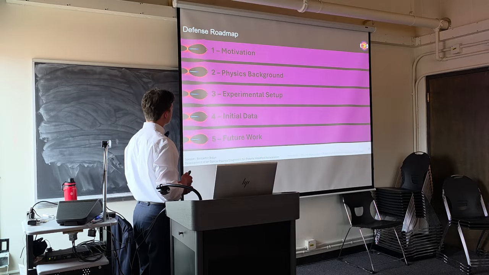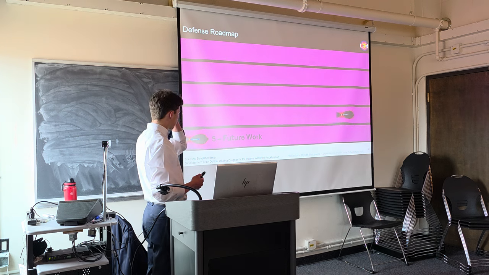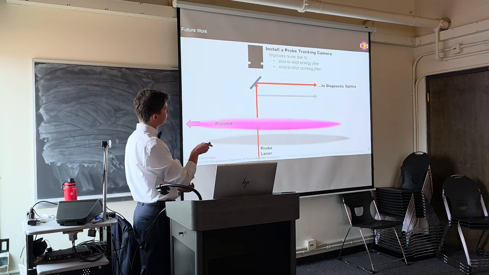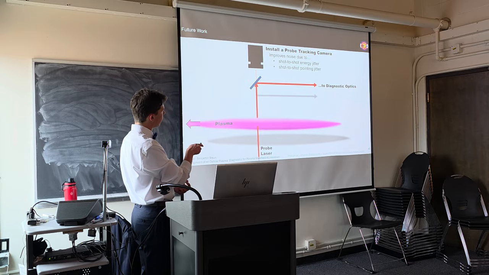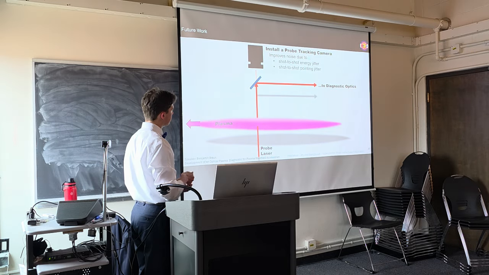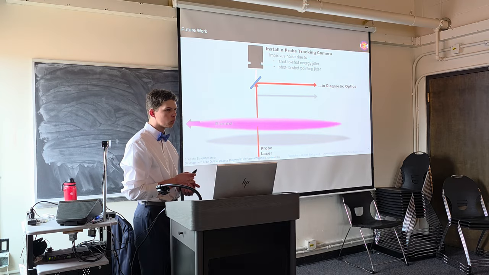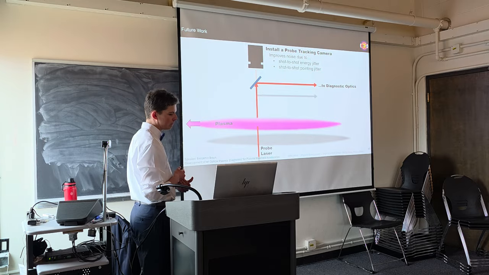All right, so we've talked about motivation, physics background, experimental setup, and the initial data. Now let's take a look at the future work. I mentioned we have a way to improve the shot-to-shot energy jitter and the shot-to-shot pointing jitter. We're going to do that by installing a probe tracking camera. This allows us to look at the probe laser, see how it's moving around, and also track how the energy is changing from shot to shot. By tracking this, we expect to get our energy jitter down to about 0.1%, and our pointing jitter also down to about 0.1% or so.